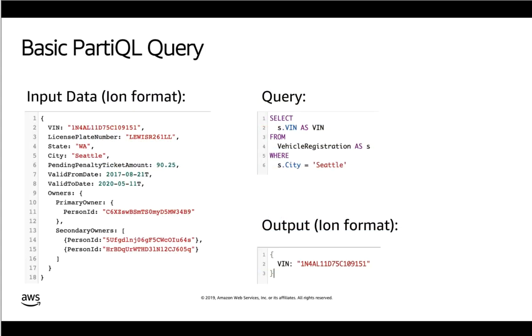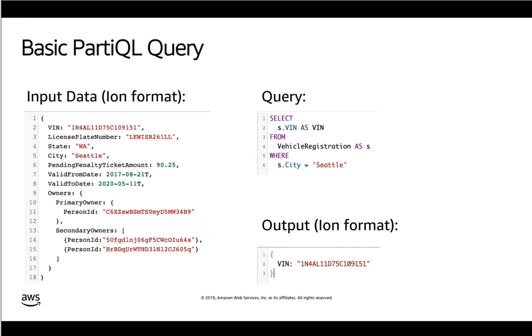Now let's look at a basic PartiQL query. If you look at the left-hand side, we actually have a document, which is essentially a record of vehicle registration data. You can see that the query on the right-hand side appears very similar to a traditional SQL query, with the select from where structure. In this particular query, we are selecting the property VIN from the vehicle registration table, which is referred to as an alias using the as clause.